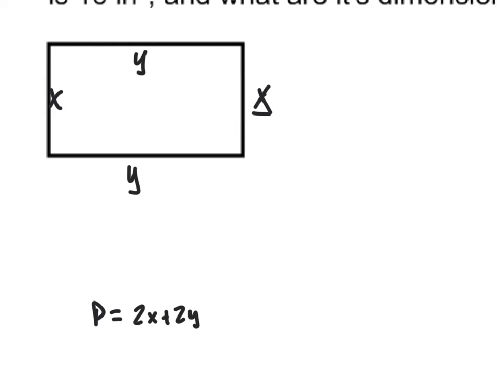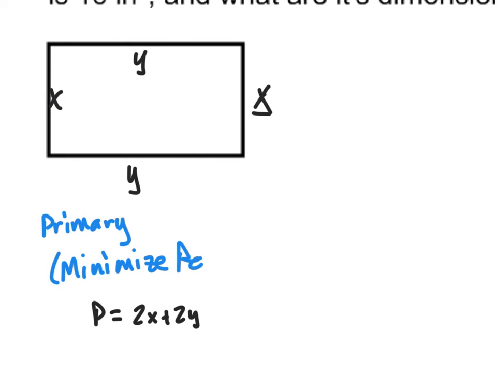And I'm going to call this my primary equation. This is the equation I'm trying to minimize. I'm trying to minimize my perimeter.